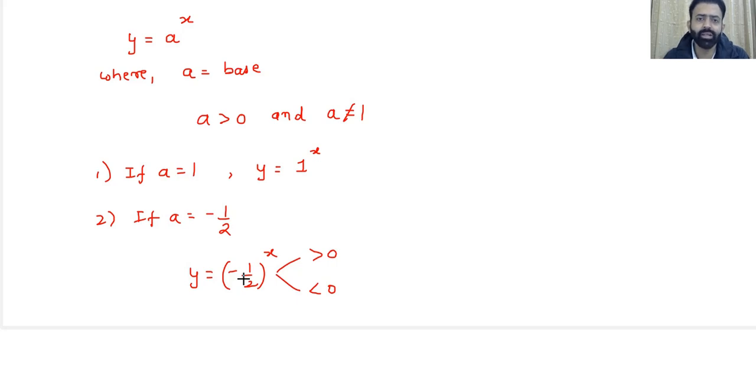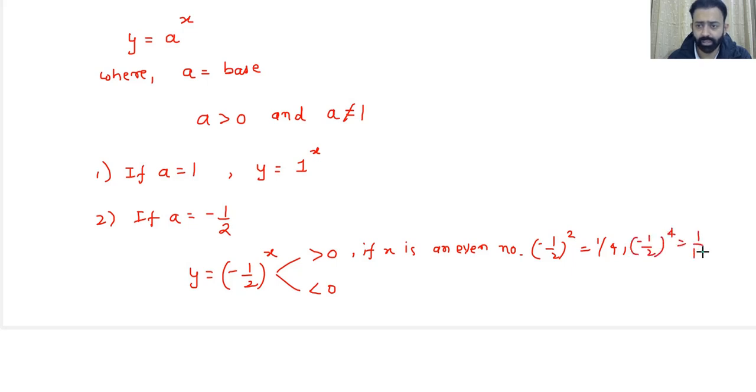Now think logically, if I say minus 2 square, what is the value of minus 2 square? Minus 2 square is just plus 4. But if I say minus 2 cube, then the answer will be minus 8. So similarly, the value will be positive if x is an even number. For example, minus half raised to power 2 will be equal to 1 by 4, or minus half raised to power 4 will be 1 by 16, and so on. Because the exponent is even, the negative base will be nullified.